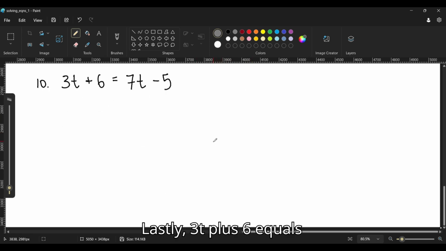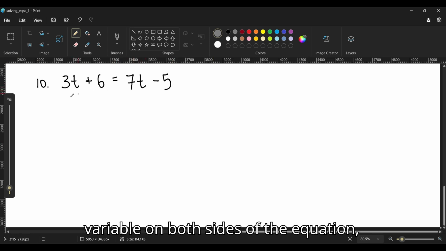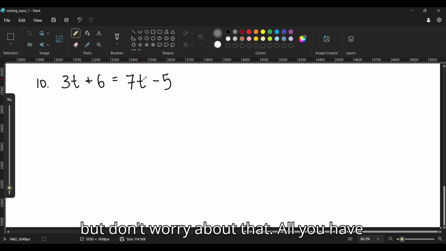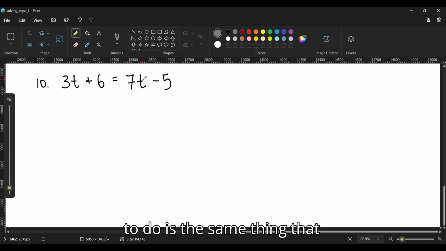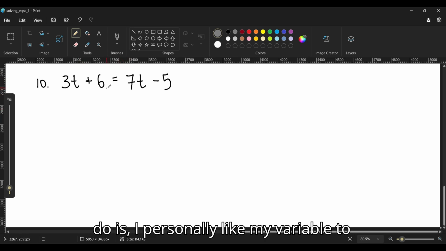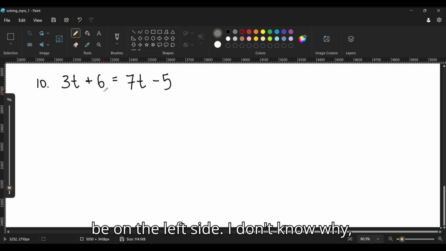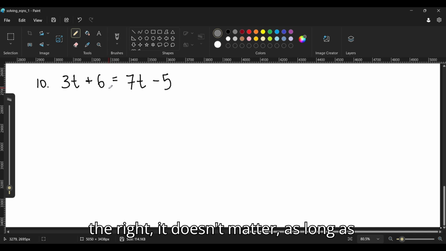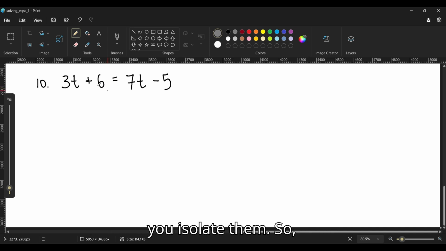Lastly, 3t plus 6 equals 7t minus 5. Now we have the variable on both sides of the equation, but don't worry about that. All you have to do is the same thing that you've always done. I personally like my variable to be on the left side. I don't know why, it's a preference. You can put them on the right. It doesn't matter, as long as you isolate them.